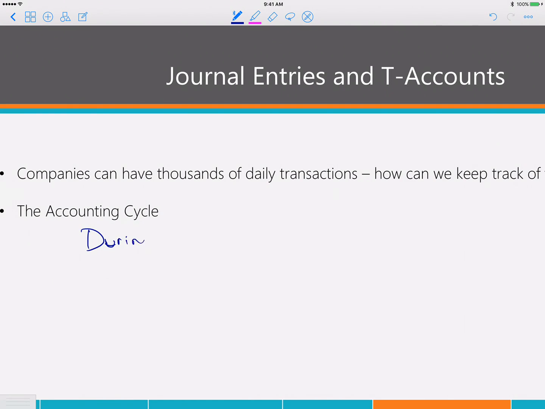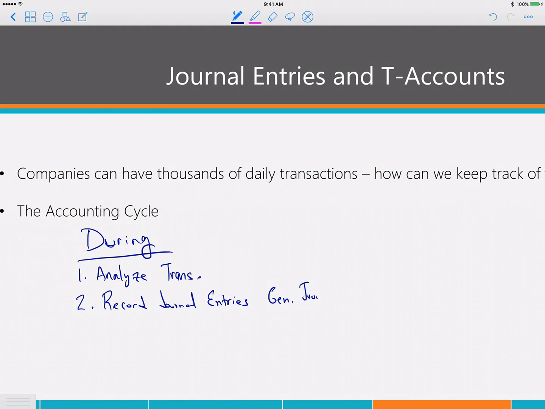During the accounting period, a company will have transactions that happen all the time. And the first step is we analyze these transactions. Which accounts were affected? What actually happened? After we have analyzed it, we then record journal entries to the general journal. So we record journal entries after analyzing the transactions. And after we've recorded it, we post it to the general ledger. And the general ledger has all of the accounts of the company and records it all.